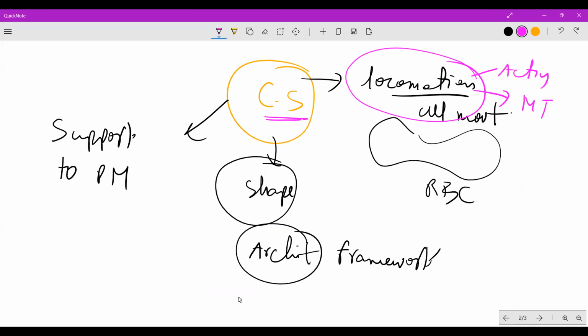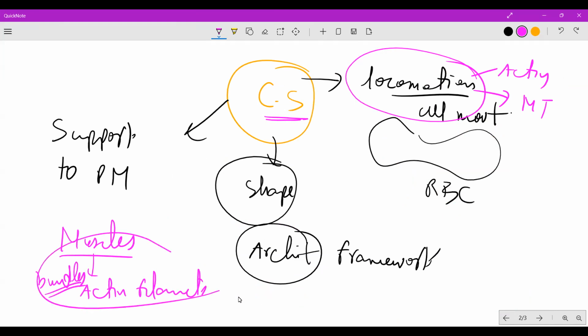भाई हमारी movement हो रही है. I can move, my legs can move, my hands can move. Why? Because I have muscles. And muscles are made up of what? Muscles are also made up of actin filaments. हमें पता है actin, myosin, तो muscles में भी तो actin filaments ही होते हैं. Muscles have bundles of actin filaments. तो locomotion के लिए चाहे हमारी locomotion हो, चाहे किसी की locomotion हो, actin filaments would be involved.